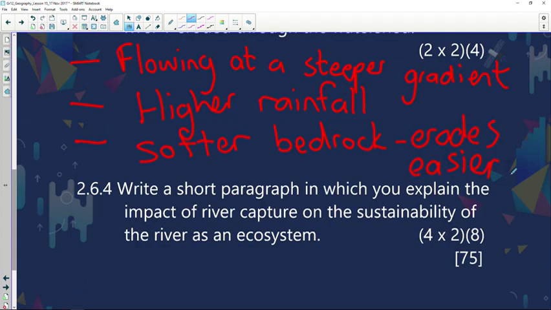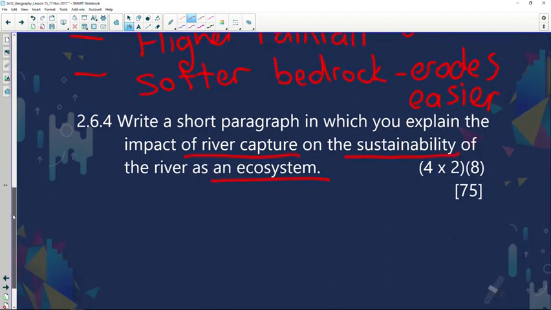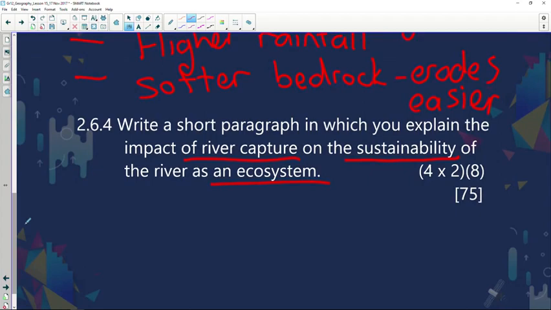Okay, if we quickly look at 2.6.4, write a short paragraph in which you explain the impact of river capture on the sustainability of the river and ecosystem. Now, this is the paragraph questions that you will experience in every single question. Remember, you need to answer this question in paragraph format. I'm going to write it in bullet form, but please, when you do answer this question, you need to write it in paragraph format, or else you're going to be penalized for that.